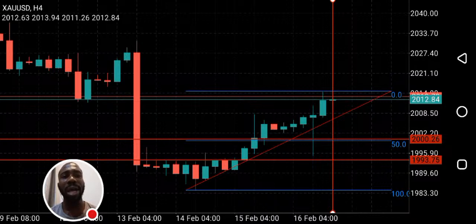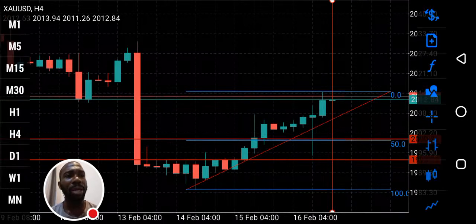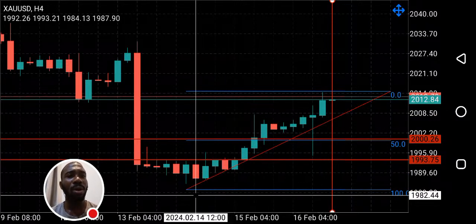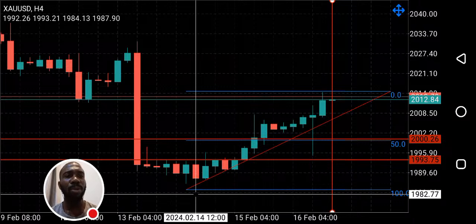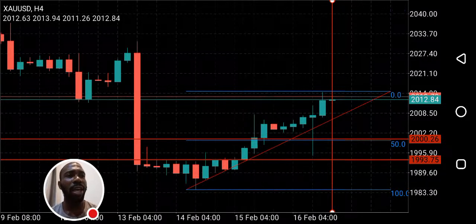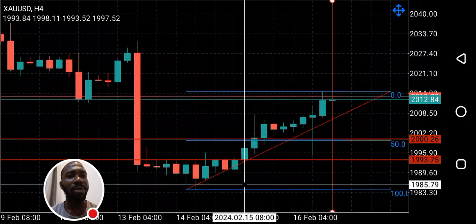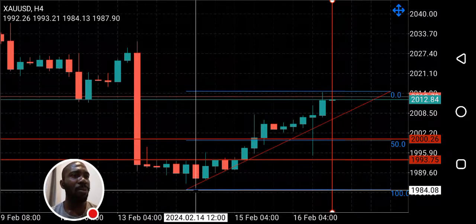So I won't be buying gold at the current market price because the risk is too high. If I buy gold at the current market price, my stop loss will probably be at this place or this place, and that risk is too high. I don't risk more than 50 pips on gold. On currency pairs, my risk is between 30 to 40 pips. If I decide to buy at the current market price and set my stop loss here, that will be more than 200 pips. That risk is too high.